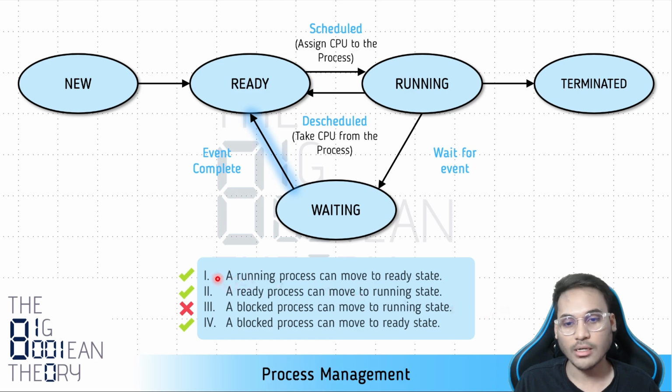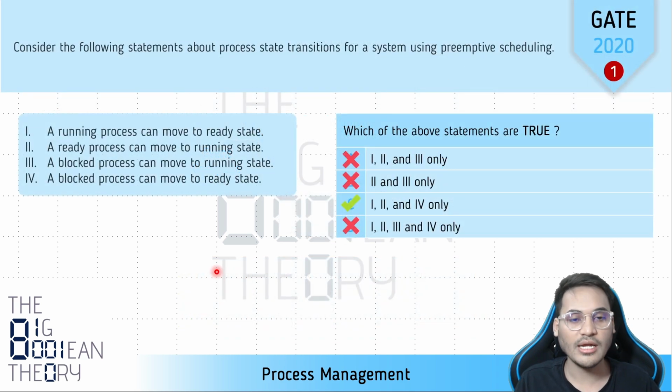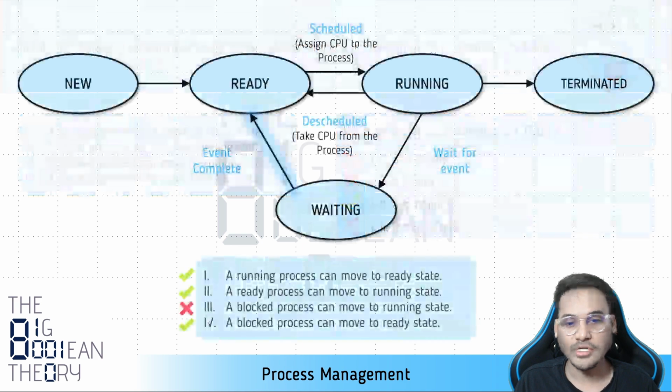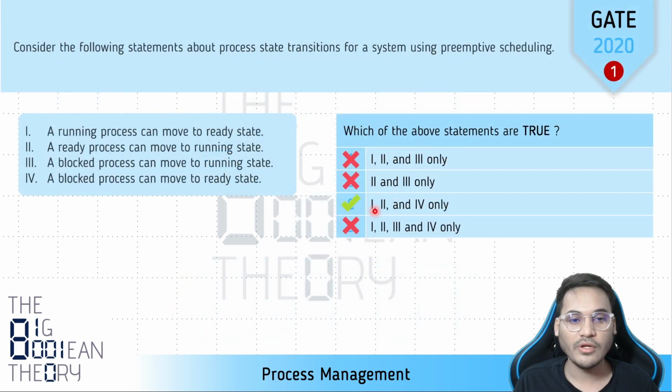So now we have found all the correct statements. So 1, 2, and 4. The third statement is false. So 1, 2, and 4 are correct. So option C is the right answer in this case.